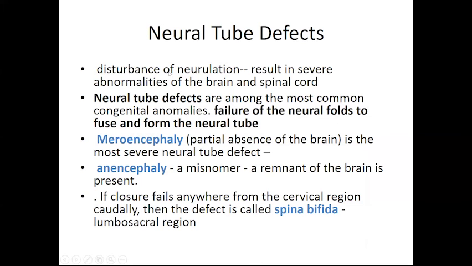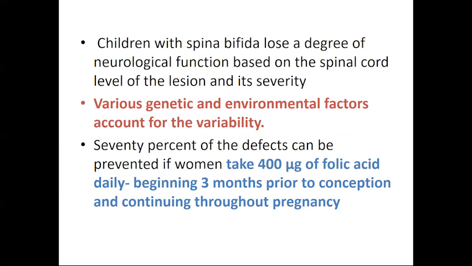Neural tube defects. The disturbance of the neurulation results in severe abnormalities of the brain and the spinal cord. Neural tube defects are the most common congenital anomalies. Failure of the folds to form the neural tube: meroencephaly can occur. Absence of brain is most severe. Anencephaly, no brain at all, that's not possible because a small amount of tissue is there. If closure fails anywhere from the cervical region, it's called spina bifida. That is, the vertebral column is bifid and the spinal cord is protruding out. I'll show you a picture.